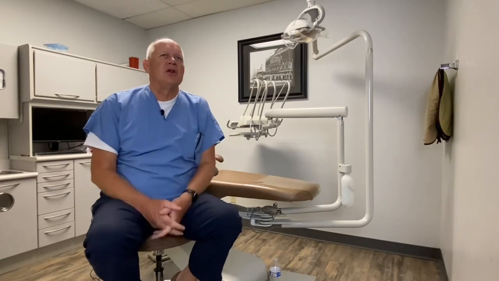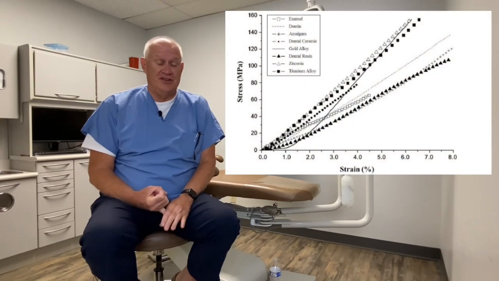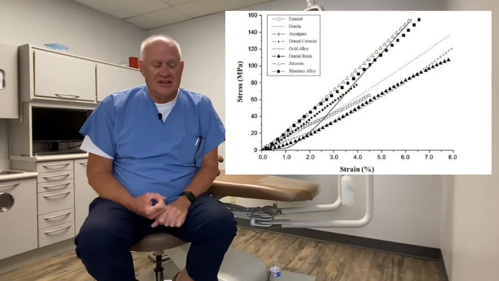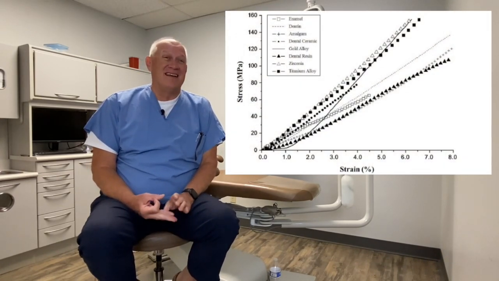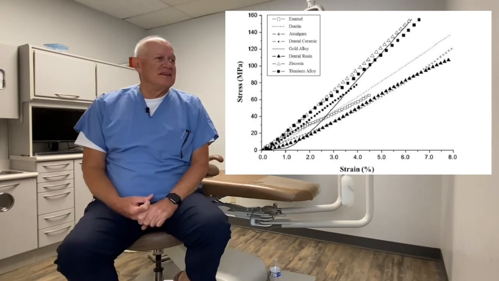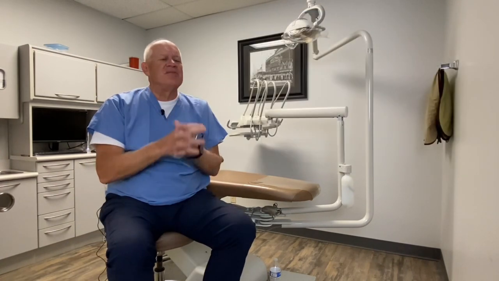That's why when we replace a tooth with an artificial surface, we want to make sure that the substance we're using, the dental material we're using, has a lot of the same components as a natural tooth. Tooth enamel is made up of a compound called hydroxyapatite.